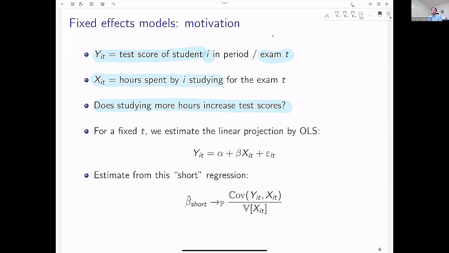So we want to analyze whether studying more hours actually increases test scores. One could hope that it does, but it's something that we would need to verify in the data. So what can we do? Well, the simplest thing we could do is choose one exam, say the first exam that everybody takes, at the same time. We collect data on each student for this first exam, what test score they got and how many hours they studied, and then we just estimate a linear regression.